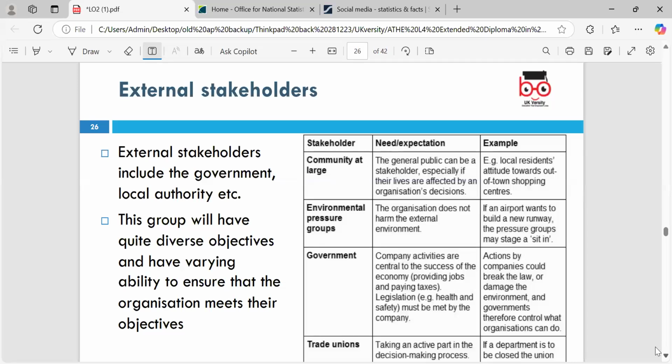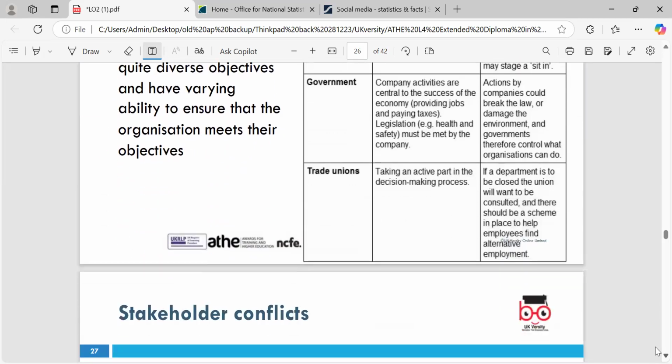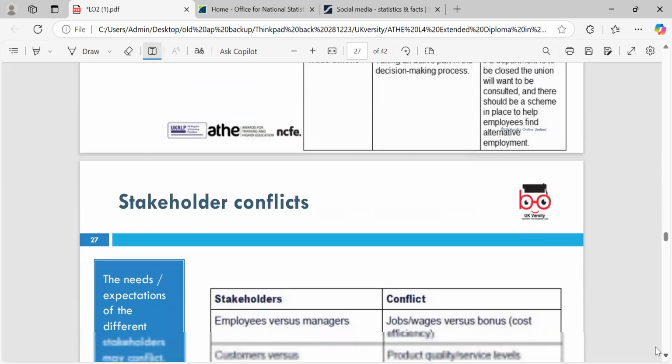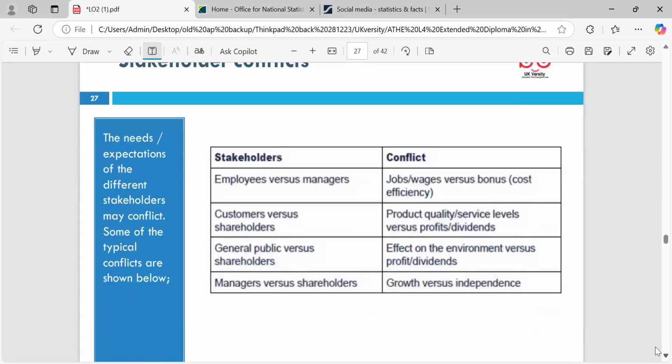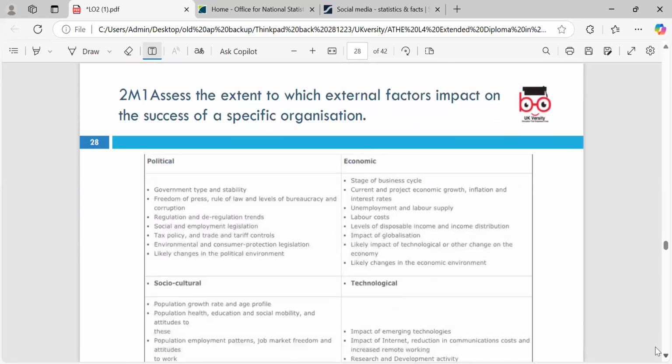Environmental pressure groups look at sustainability and promoting renewable energy, and government activities are central to the success of the economy. A trade union can have a huge impact through a strike, so you have to look at these conflicts: employees versus managers, jobs and wages versus bonuses; customers versus shareholders, product quality and service level versus profit and dividend; and the general public and shareholders, the effect on the environment versus profit and growth. So we have to balance different stakeholders and their expectations to be sustained in a business.